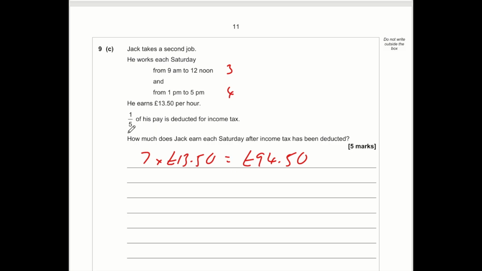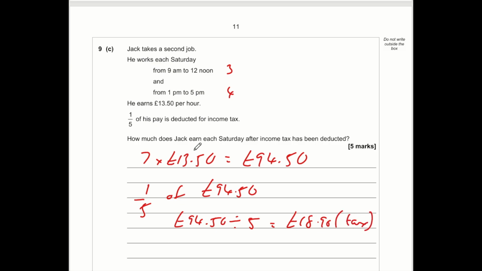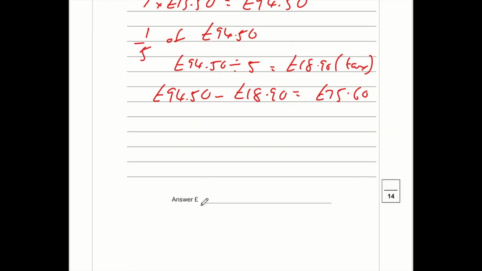Okay, so if 1/5 of his pay is deducted for income tax, well, let's just work out 1/5 of £94.50. So that is £94.50 divided by 5, and that is £18.90 tax. So therefore, the amount he earns after the income tax has been deducted is simply the £94.50 minus the £18.90, and that comes to £75.60. So that's his take-home pay, £75.60.